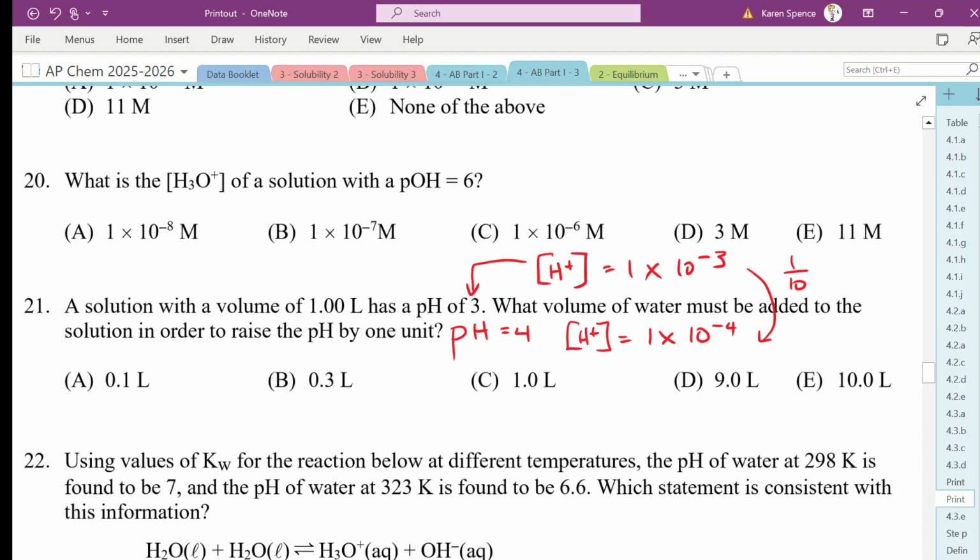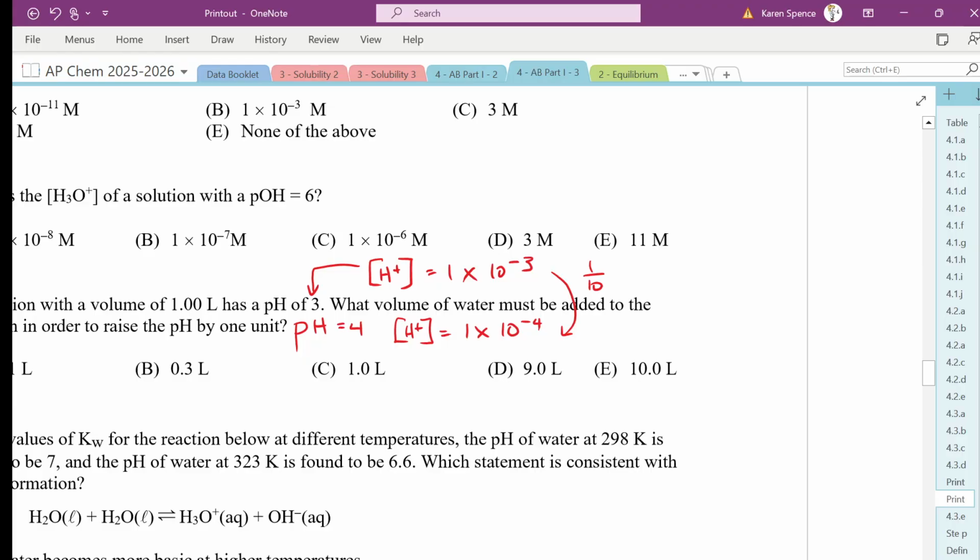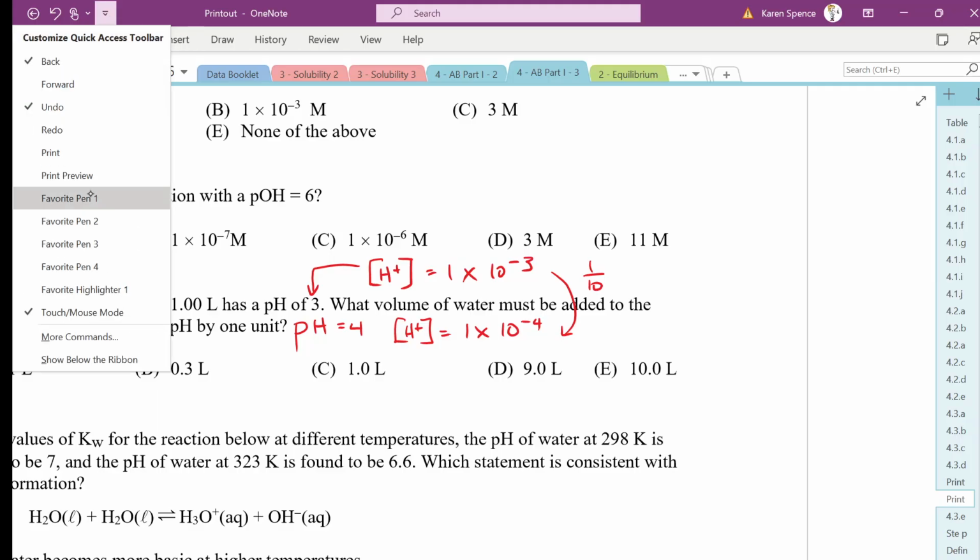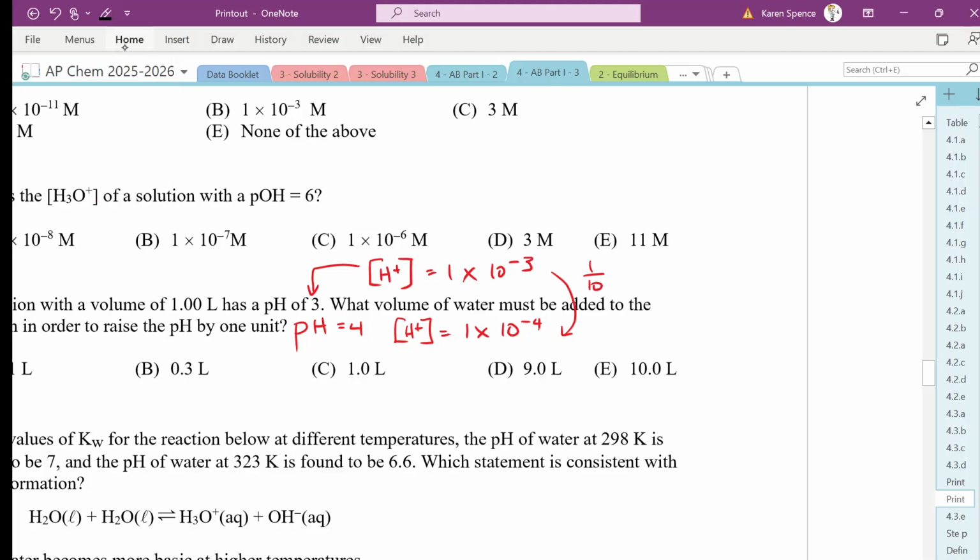So this is a case where you can just intuit this: if it's 1/10 of what it was, I need it to be in 10 times the volume. And if it needs to be in 10 times the volume to make it 1/10 of the concentration, then if it started in 1 liter, it now needs to be in 10 liters, which means we needed to add 9 liters of water.